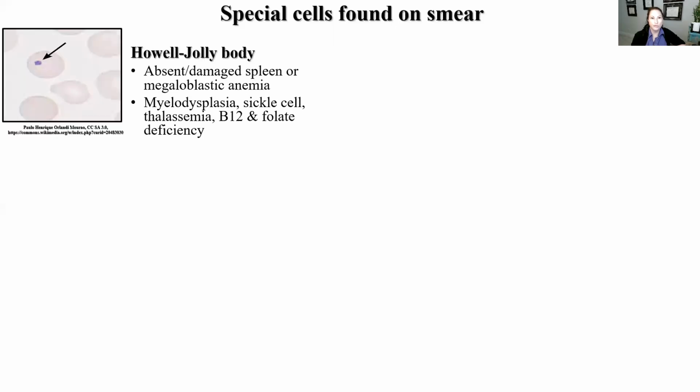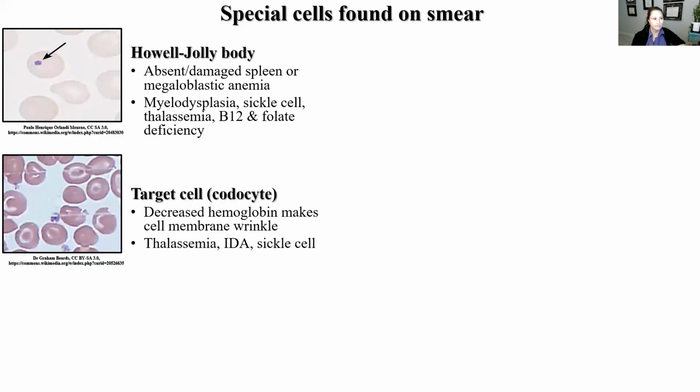Let's talk about the special cells that we may find on the smear. You may see these present in the question, where they're trying to give you more information on what disease they're asking you about. First, we'll start with the Howell-Jolly body. We see this in patients who have an absent or damaged spleen or any of our megaloblastic anemias. Common examples of that would be our myelodysplastic syndromes, sickle cell, thalassemia, and B12 and folate deficiency anemias.